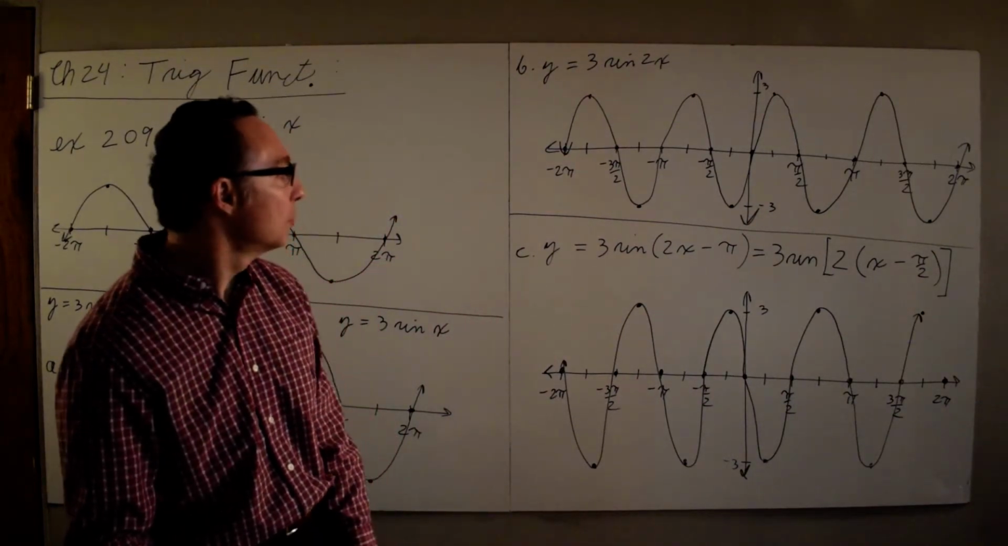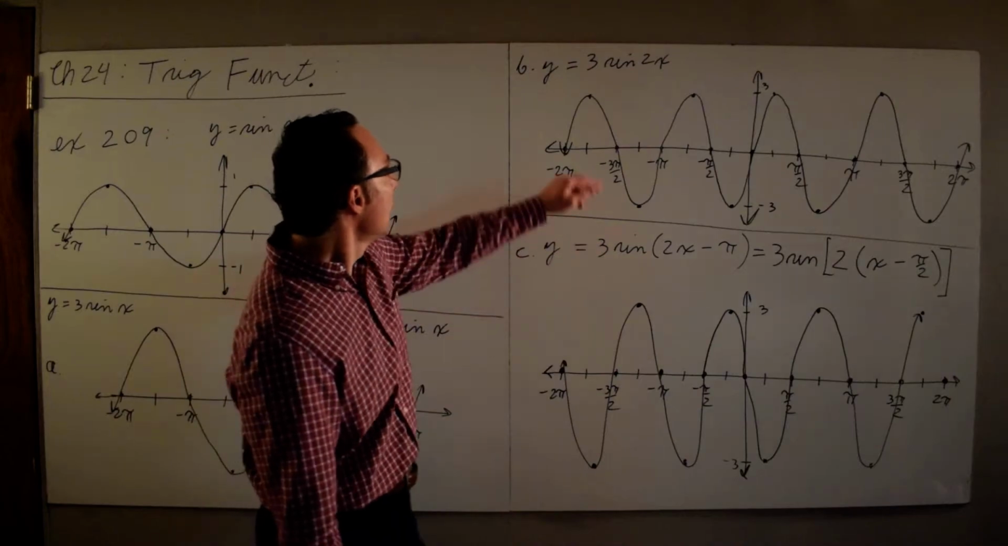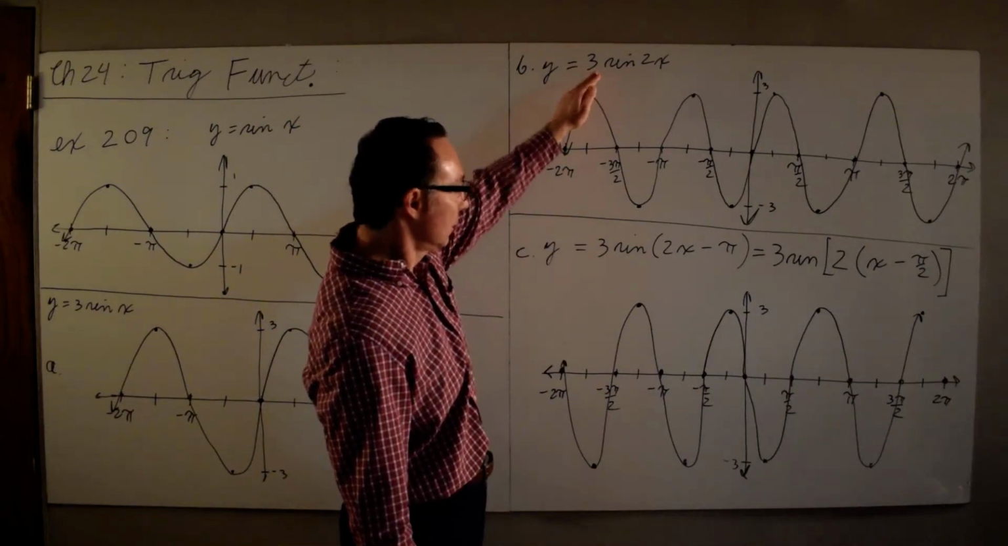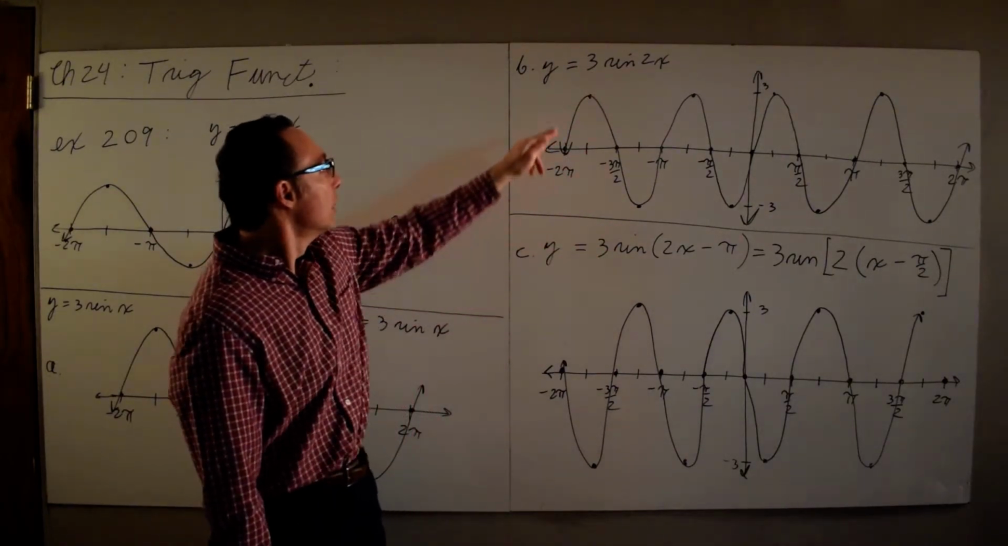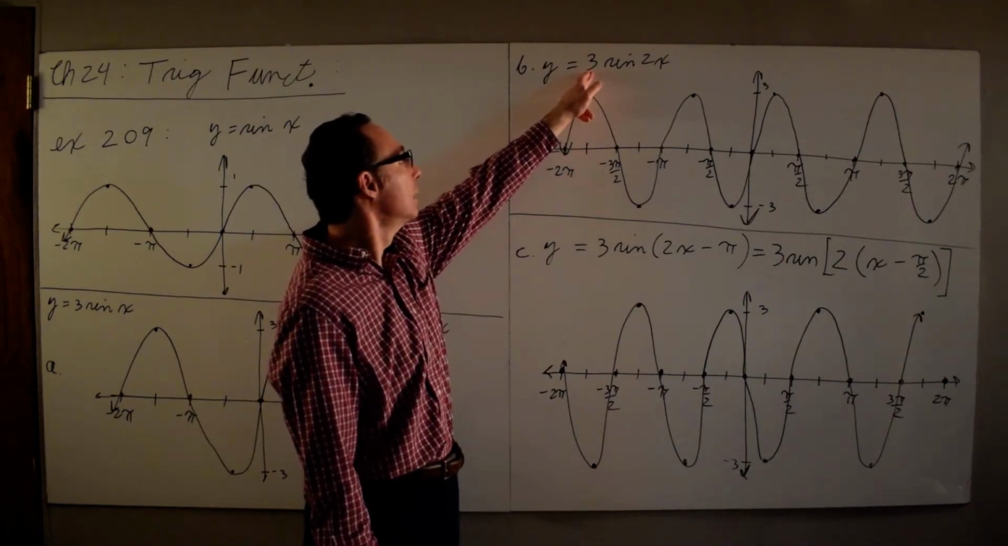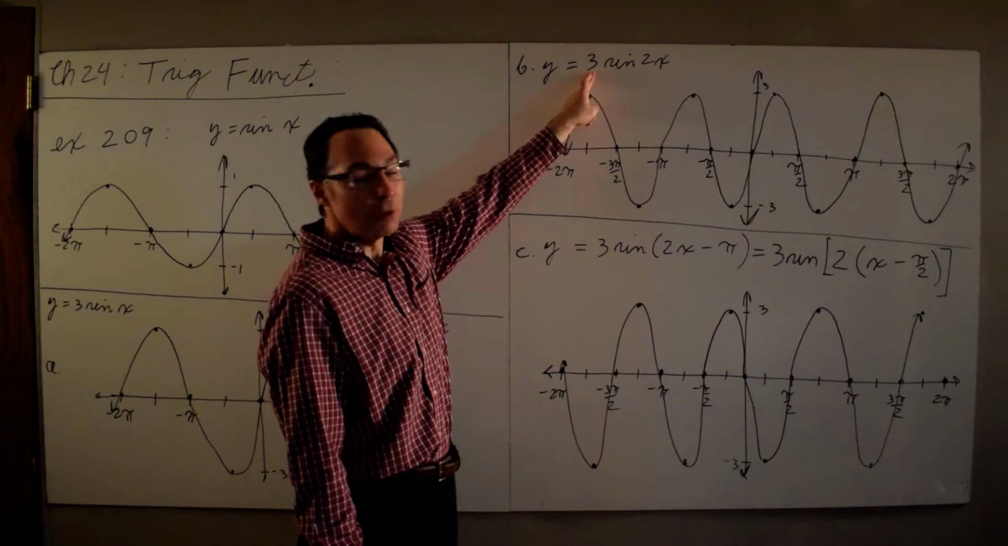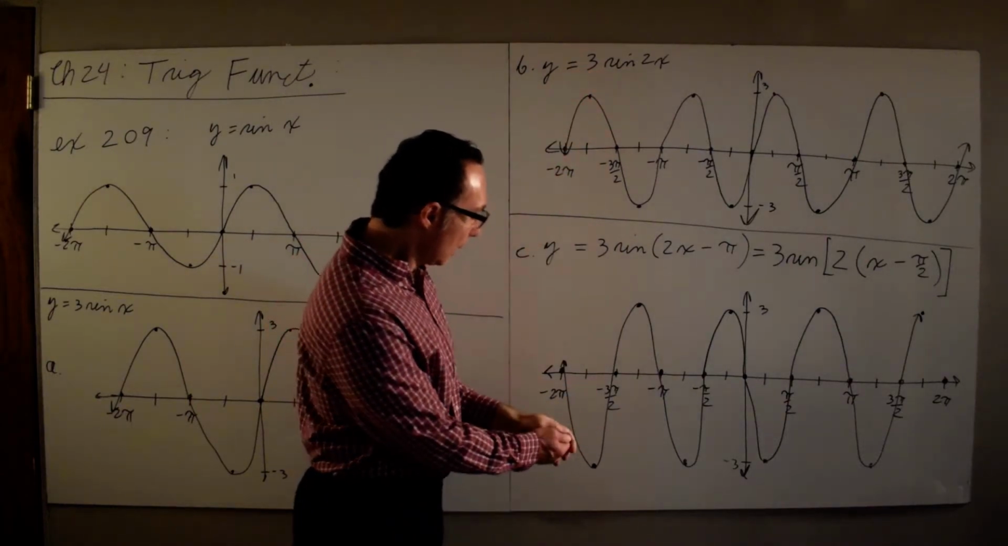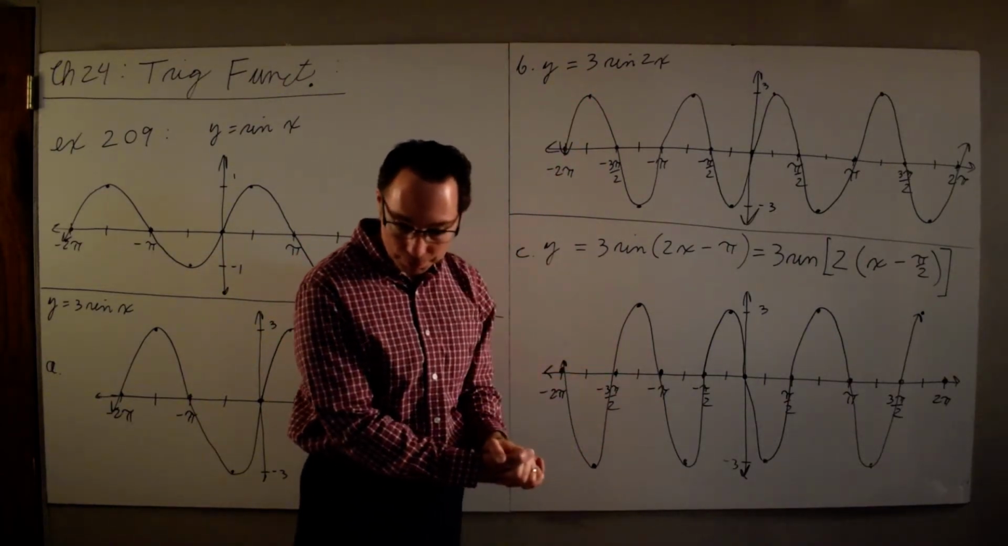If you look at theorem 210, the absolute value of 3, which in this case is 3, but if you multiply on the outside by some number a, then the amplitude is the absolute value of a. So the amplitude here is 3.